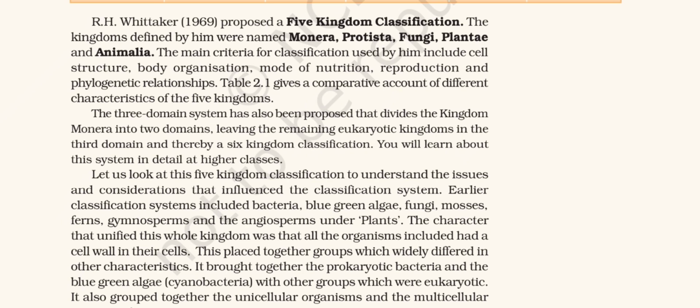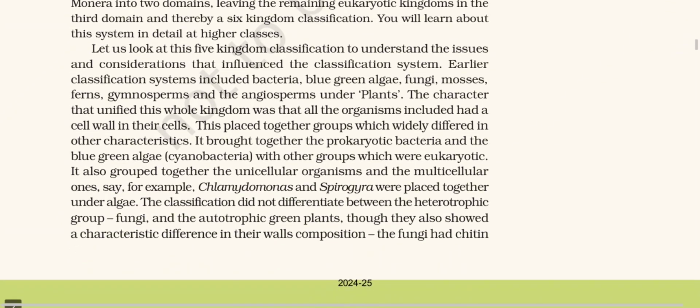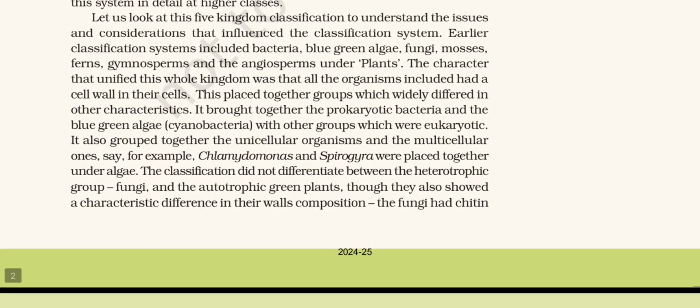The three-domain system has also been proposed that divides the kingdom Monera into two domains, leaving the remaining eukaryotic kingdoms in the third domain and thereby a six-kingdom classification. You will learn about this system in detail at higher classes. Let us look at this five-kingdom classification to understand the issues and considerations that influenced the classification system.